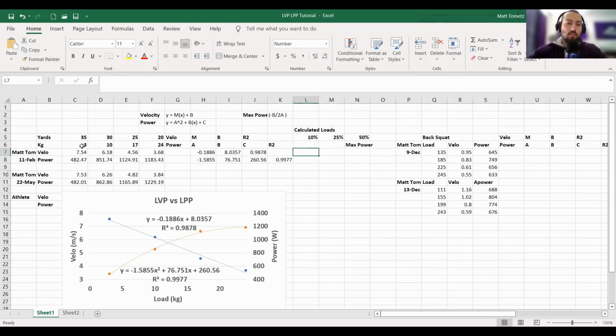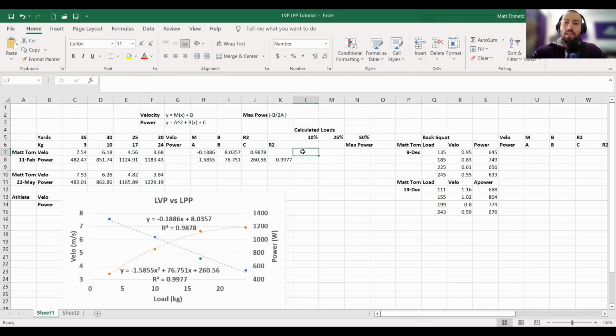So I did 4 sprints. I guess I'll explain that. At 3, 10, 17, and 24 kilograms, and at these yardages: 35, 30, 25, 20. Okay. And then for each rep, it gave me the velocity and the power for the fastest 5 meters.